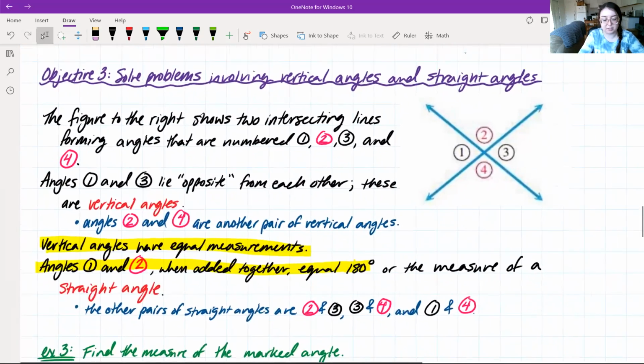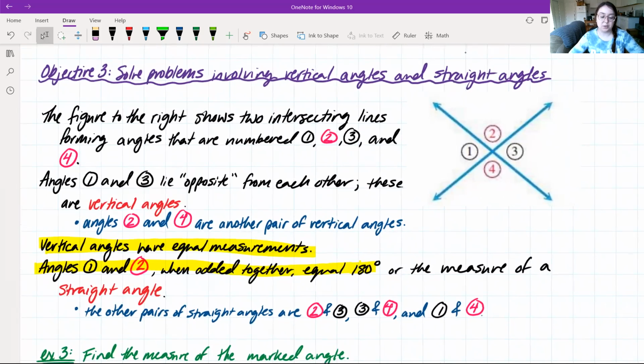Now on to objective 3. So objective 3, we want to solve problems involving vertical angles and straight angles. So the figure to the right here, what we see are arrows that are crossing each other, and we have marks 1, 2, 3, and 4.